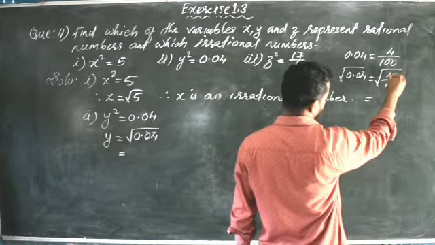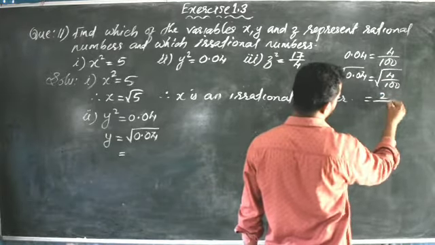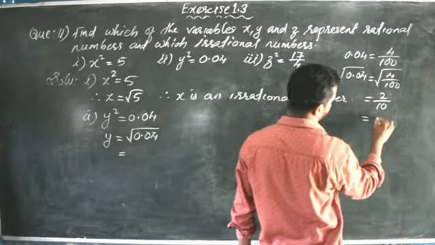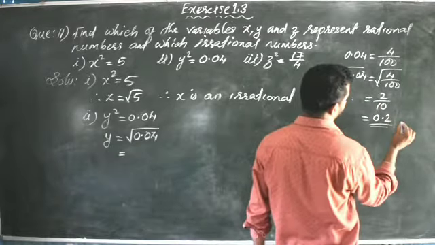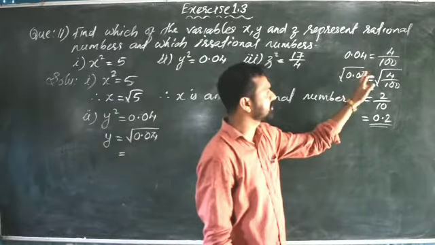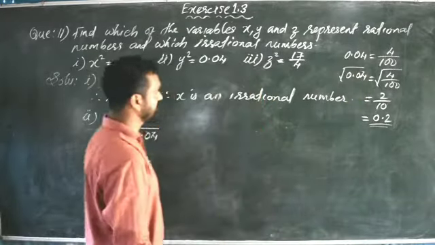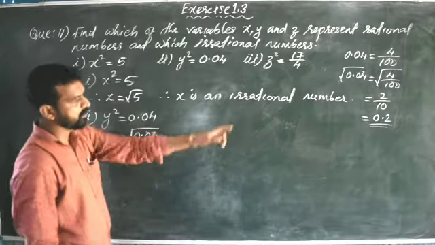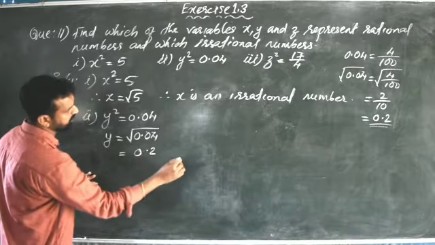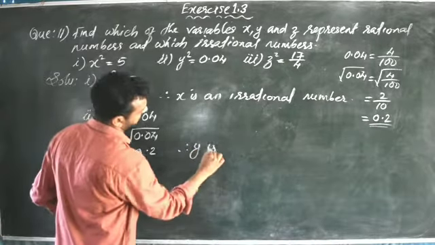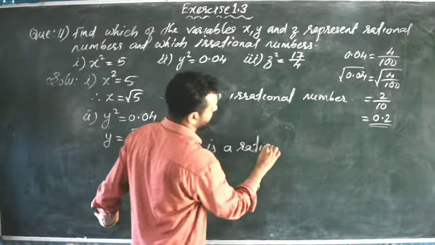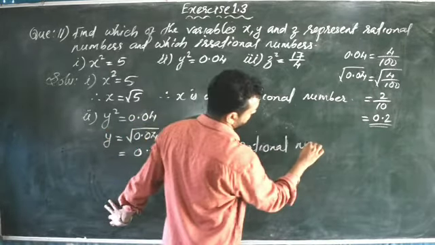That is equal to the square root of 4, which is 2, divided by the square root of 100, which is 10. 2 divided by 10 is 0.2, and 0.2 into 0.2 gives 0.04. So the square root of 0.04 is 0.2. Therefore y is a rational number.